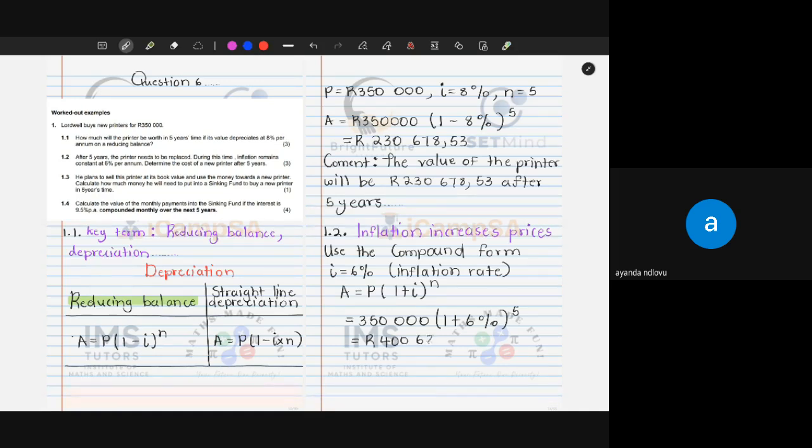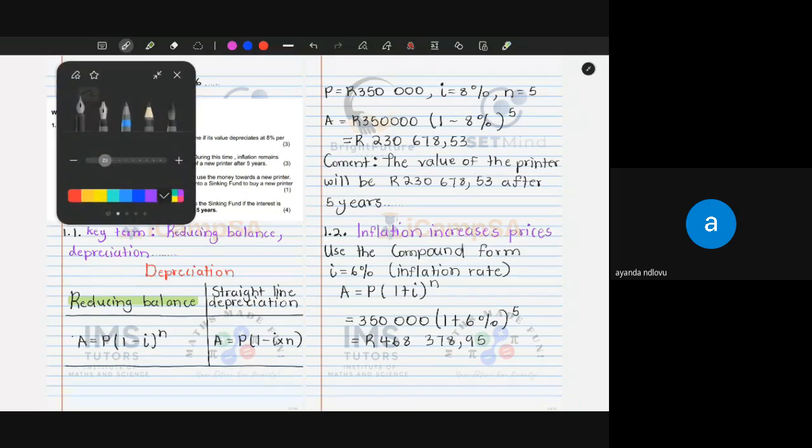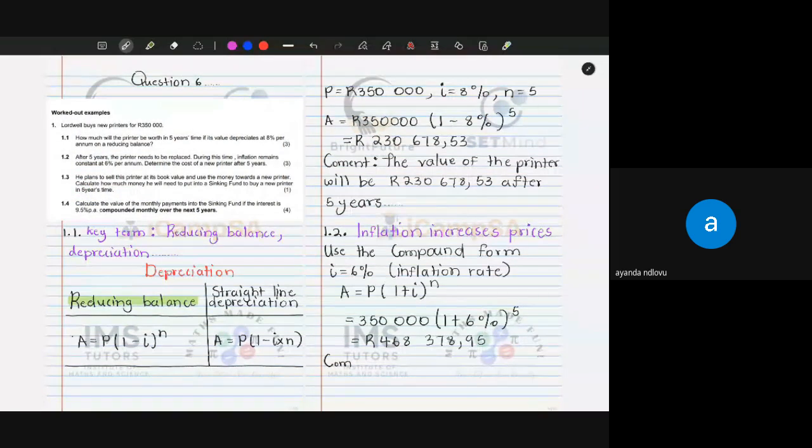$468,378.95. Yes, 468,378.95. Spot on. Thanks for that. So we can now see clearly that the new printer will cost that amount after 5 years.